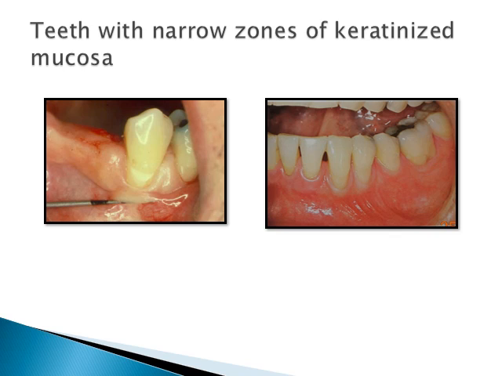Another test is the rolling test, using the side of the periodontal probe. Put it on the alveolar mucosa and try to roll it coronally. You find that the gingiva here is bleached. This means that there is no amount of attached gingiva here.